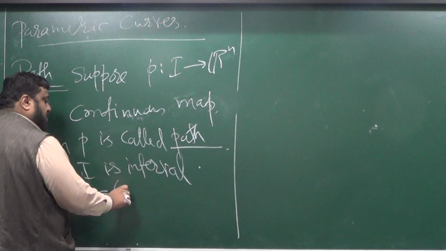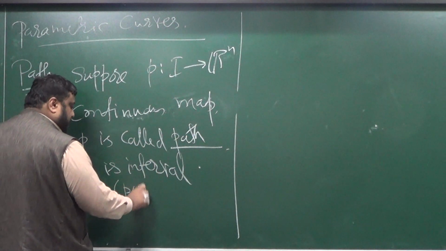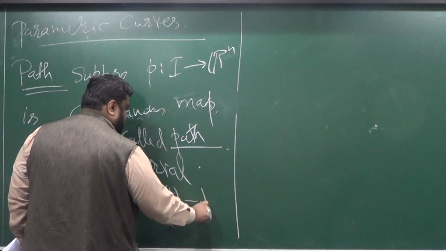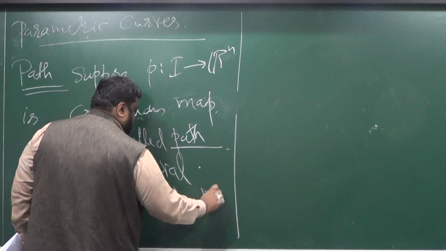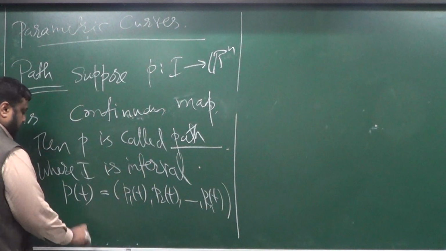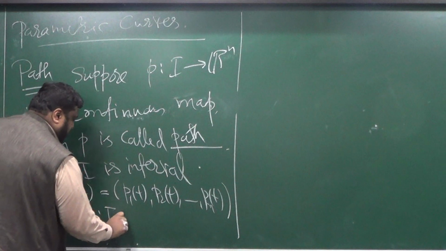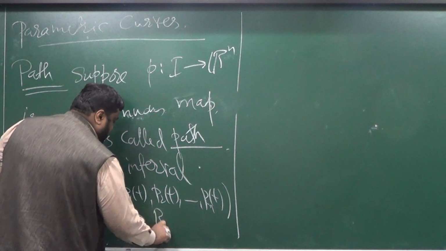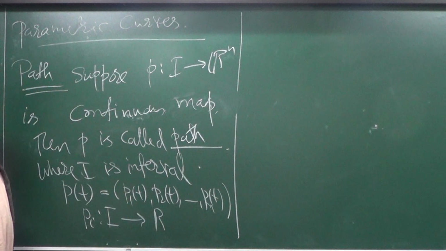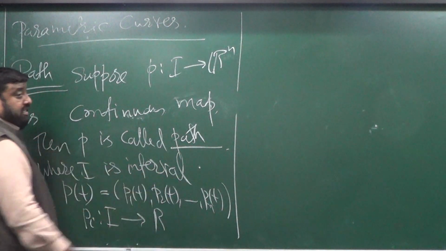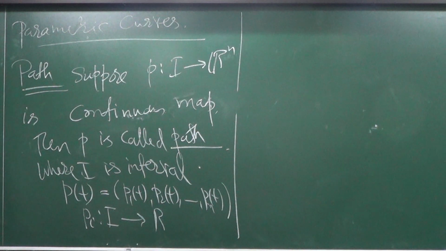So it means that there would be n functions playing the role of the components, where each of these functions Pi is a map from I to R. And when I'm saying that this is continuous, each of the Pi is continuous, so it's a continuous map.